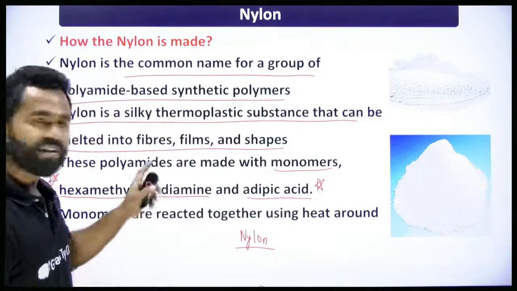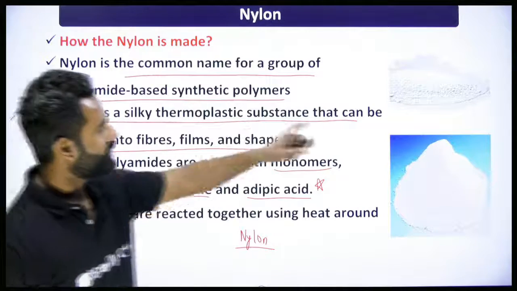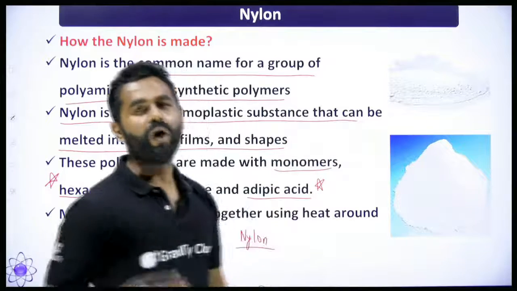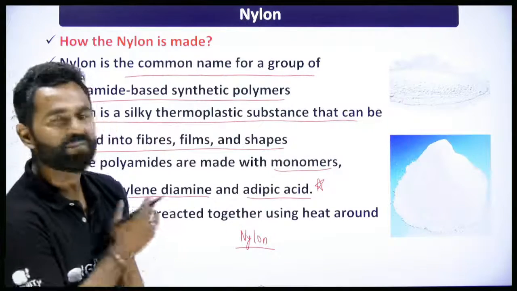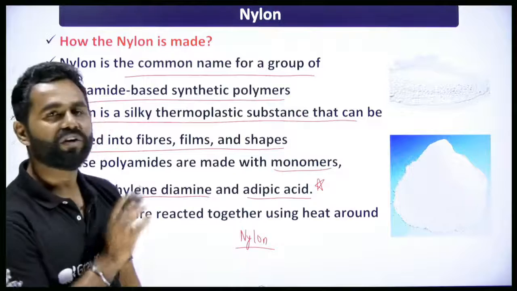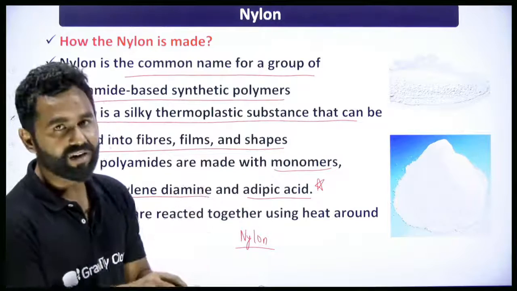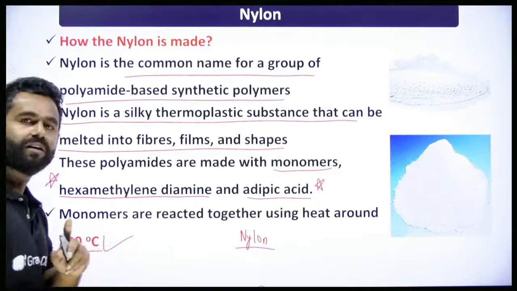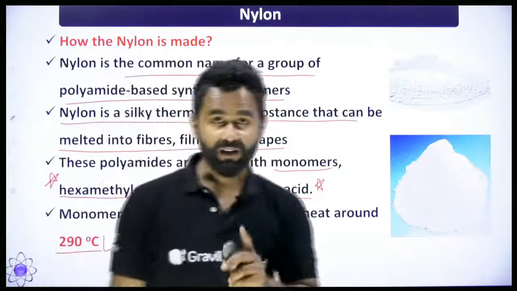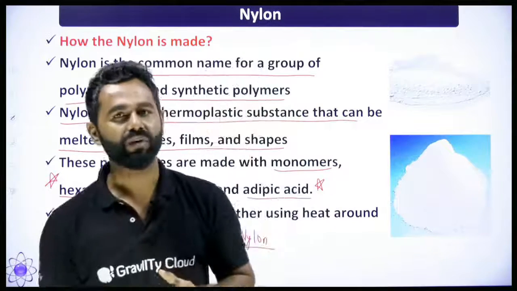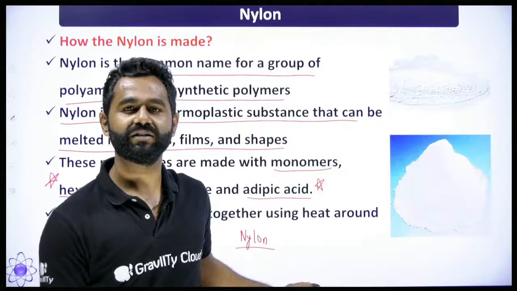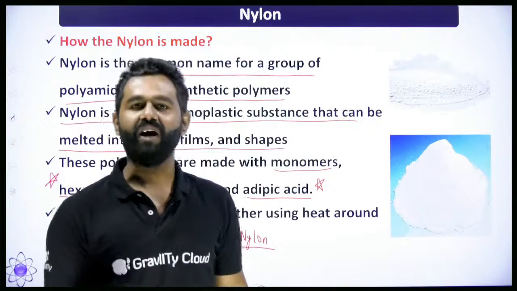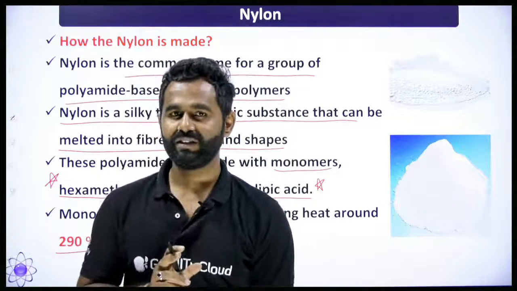So you see, both the monomers are chemicals which are powdered in form, right? Both the chemicals are powdered in nature. Both are white color powdered. So all you need to do is just mix them into the reactor, heat the reactor up to a temperature of 290, and you will see that the monomers react and convert themselves into the nylon polymer, right? Simple. So this is how the nylon is prepared.